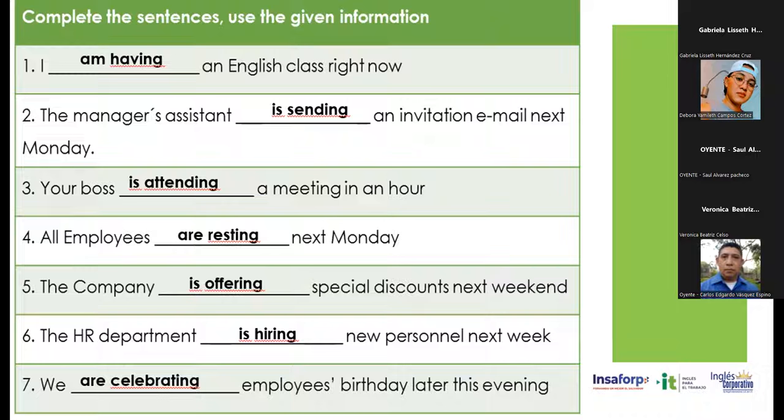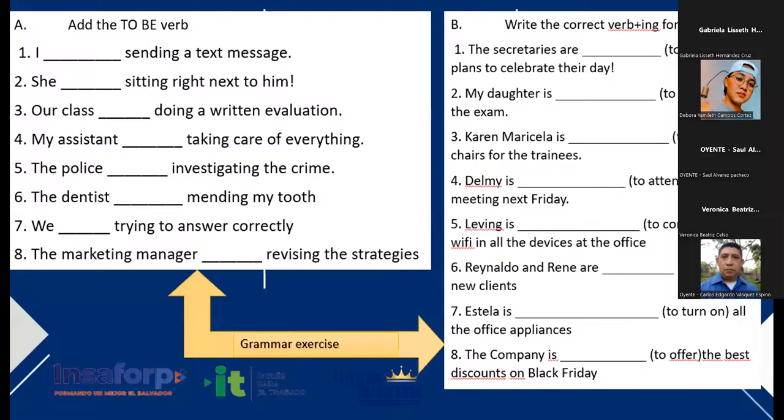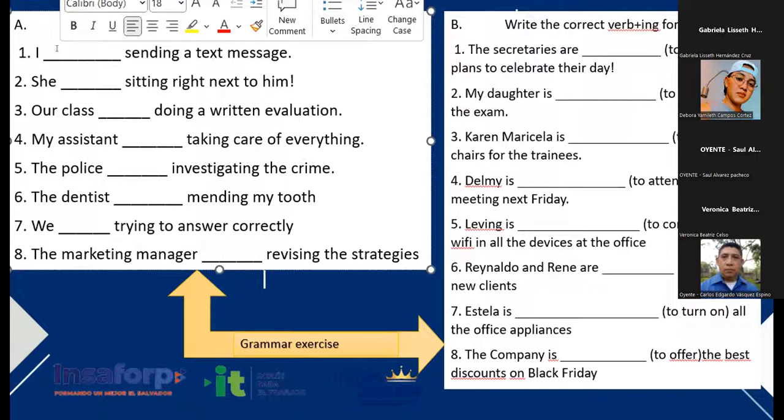One second. Así que hay que ir teniendo el cuidado, ¿verdad? De mantener las reglas, ¿sí? A ver, vamos a hacer este otro pequeño ejercicio. And you are going to complete, all right? You will complete these other sentences, all right? Después de este ejercicio voy a tomar la asistencia, ¿ok? Vamos a ver. Letter A. It says, add the to be verb to each sentence, right? Number one. I am sending a message. Okay.